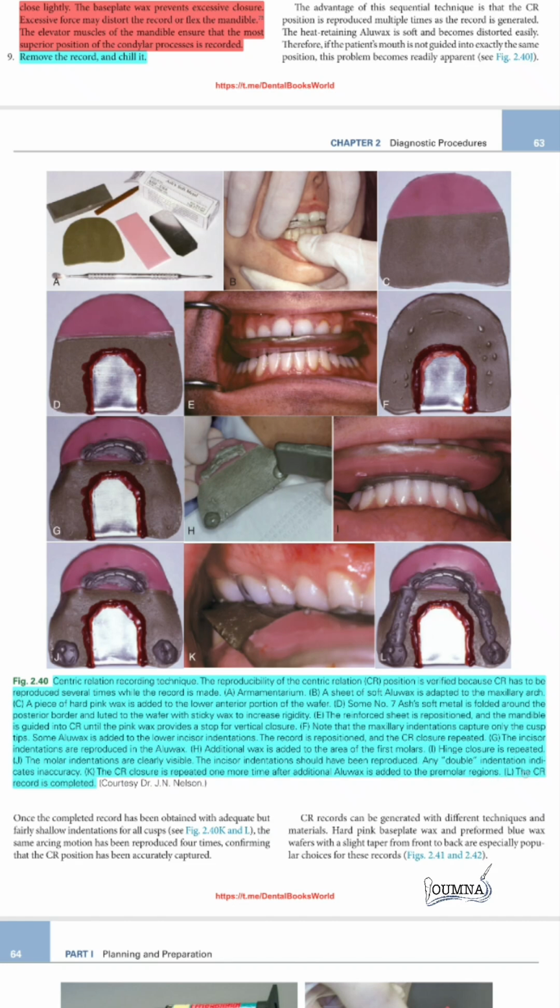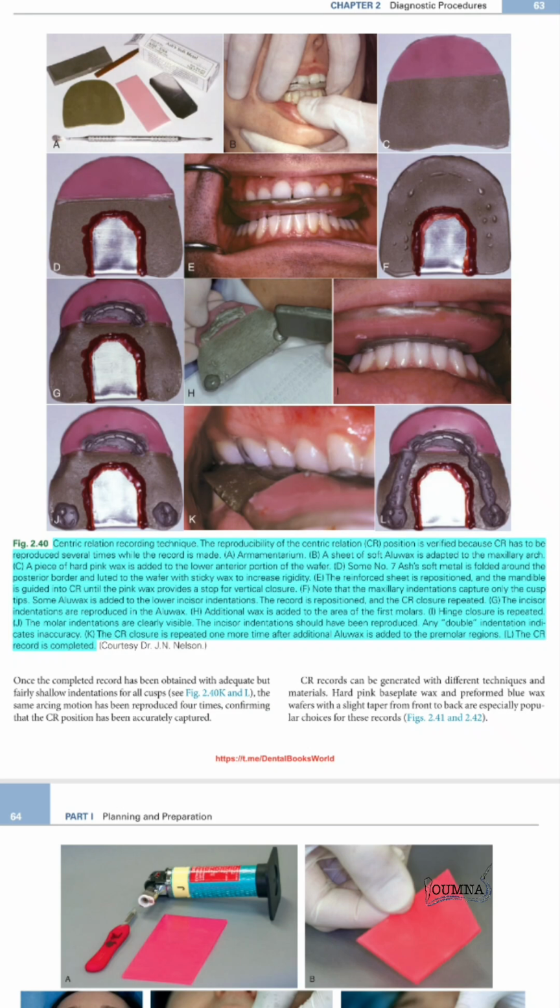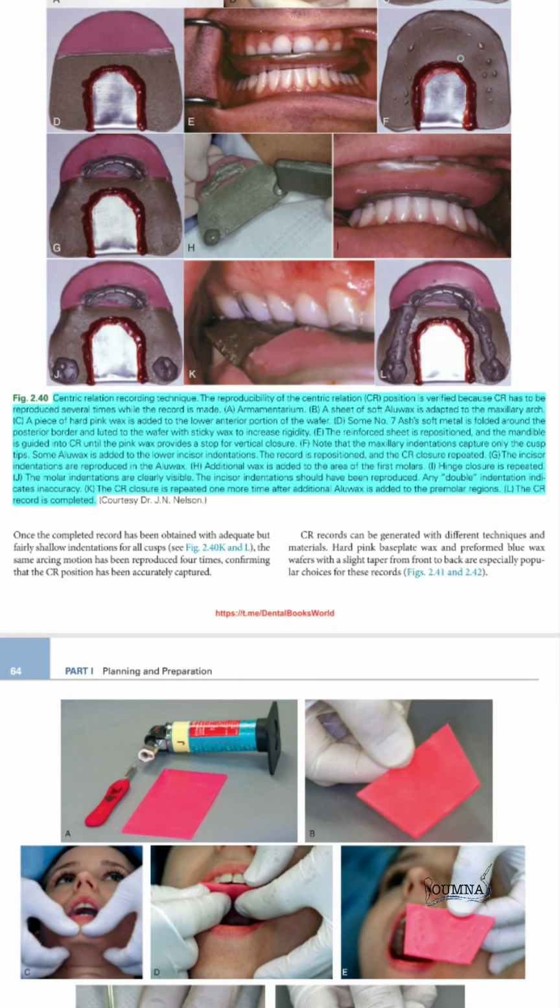Any double indentation indicates inaccuracy, so take attention to this. Then we repeat the procedure with adding aloe-wax to the premolar region, and the central relation record is complete.